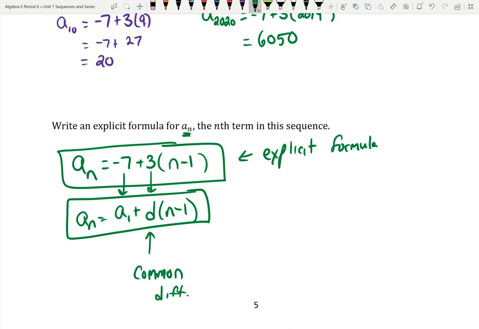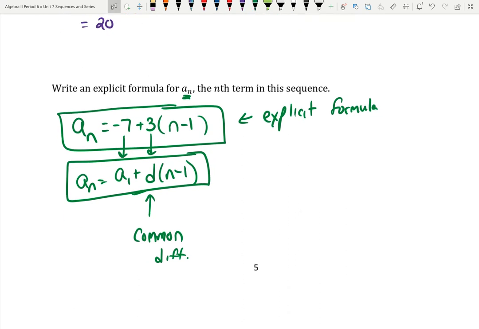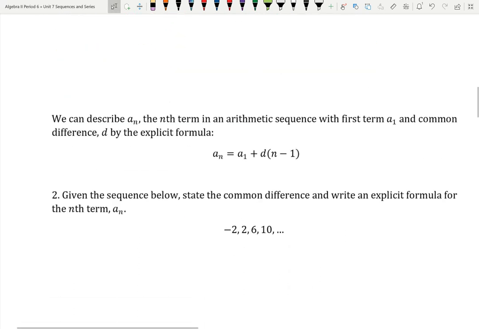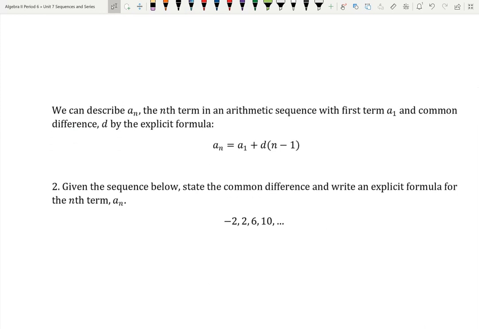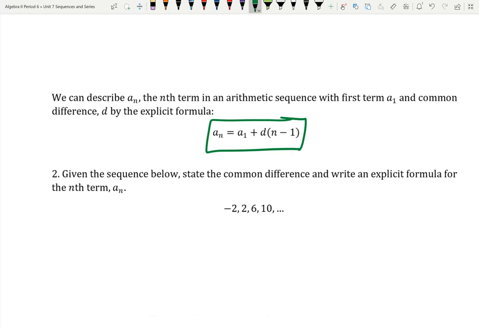Fortunately for us, New York State gives us this formula if we were to take a Regents exam. Who knows if that's happening? But as of now, they're on. As of when I'm making this video on March 20th, Regents exams have not been canceled yet. So on your reference sheet, you'll be given that. You just need to realize when to use it. We use it for arithmetic sequences. So here's that formula again. The nth term in an arithmetic sequence is the first term plus the common difference times n minus 1.